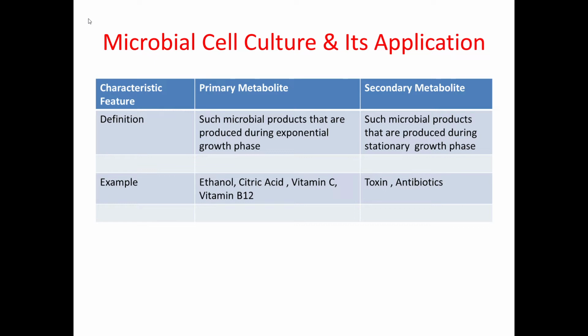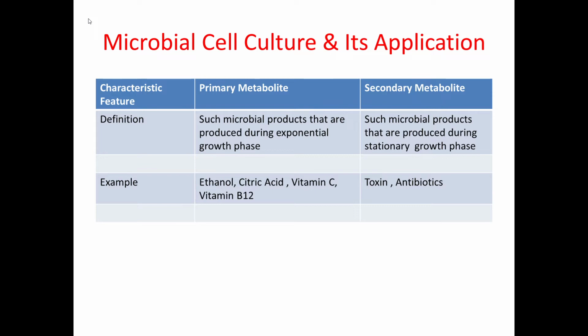Such microbial products are produced during the exponential growth phase. There are three phases of microbial growth: lag phase, sigmoid phase, and stationary phase. The sigmoid phase is known as the exponential growth phase, during which there is production of primary metabolites. But the production of secondary metabolites always occurs during the stationary phase. So these are the major differences between primary and secondary metabolites.